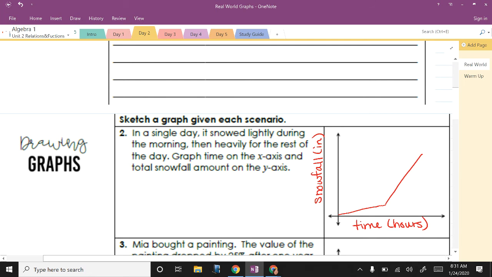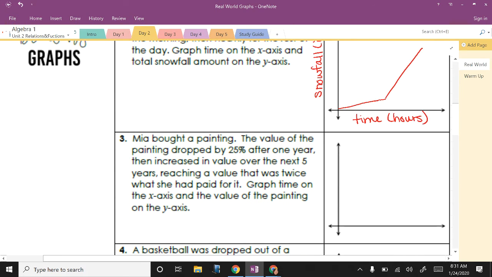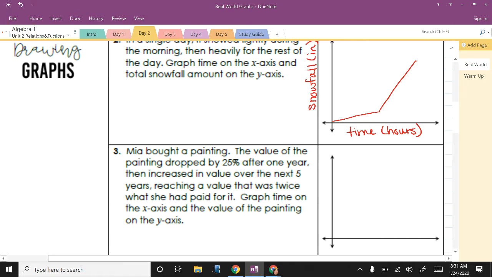See how hard this is? Not terrible. That one was pretty good. All right. Mia bought a painting. The value of the painting dropped by 25% after 1 year and then increased in value over the next 5 years, reaching a value that was twice of what she paid for it. Graph time on the x-axis, and the value of the painting on the y-axis. So the value is going to be a dollar amount, right?